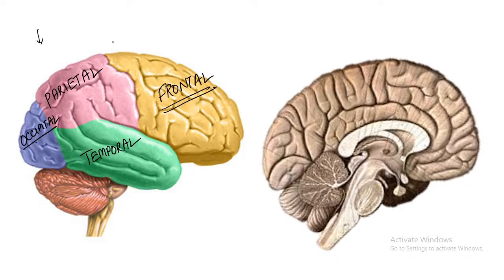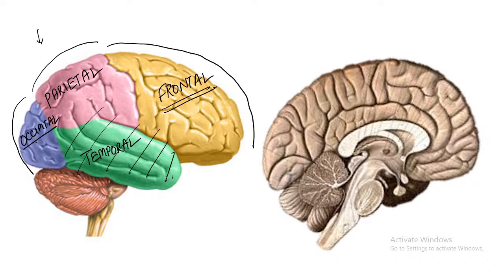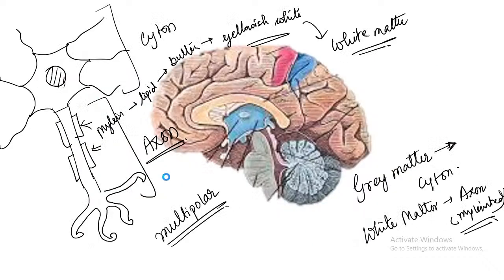That means this part of the skull is covered by the frontal bone. This part is covered by the parietal bone. This part is covered by the occipital bone, and in the front this part is covered by the temporal bone. Okay, yeah, we are coming to their functions. Now let's move on to their functions.